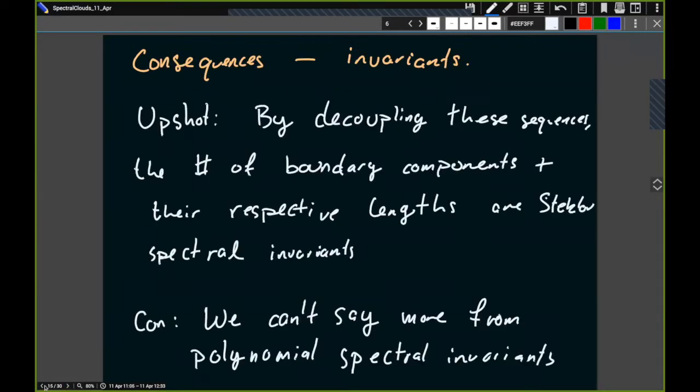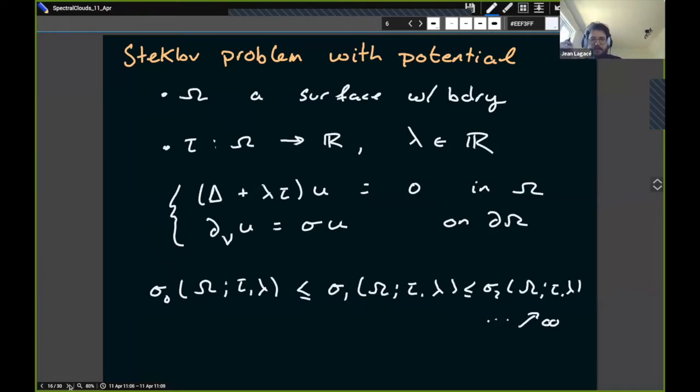All right, and so our goal now is to find a variation on this problem that would allow us to say something about what happens inside. And this will be the Steklov problem with potential, where the setting is that I start with omega, a surface with boundary, and some potential tau.